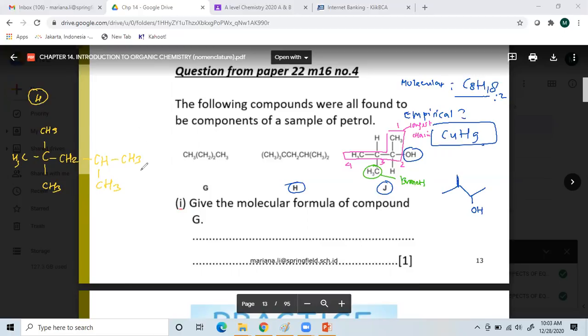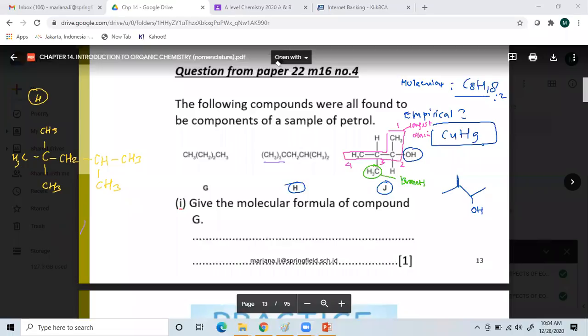Why can I build this structure? Because I always remember that C has 4 hands. So it is impossible for me to write like this, right? CH3 3 times C, right? This is impossible, since this carbon will have how many hands? 3, 4, 5, you'll have 5 hands, impossible. So CH3 3 times C would not be like this, not CH3, CH3, CH3. That's wrong. But it would be like this: C surrounded by 3 CH3. So CH3 3 times C. Okay, this is how I open compound H.